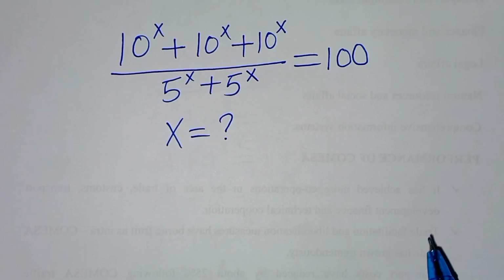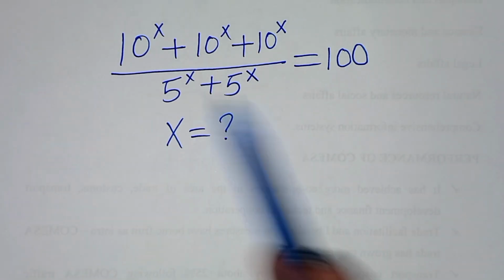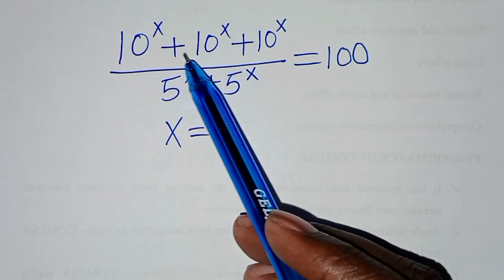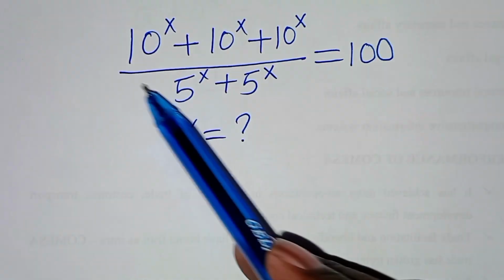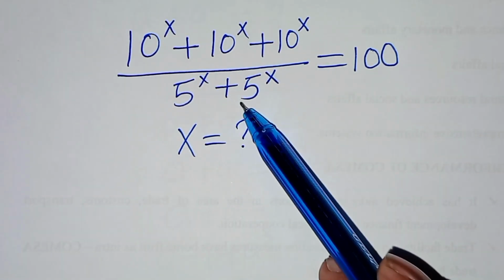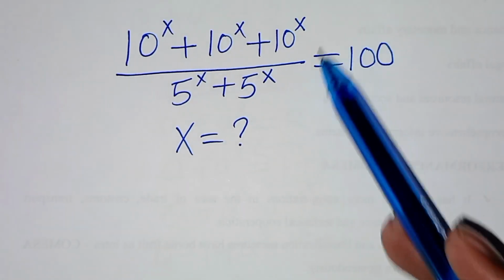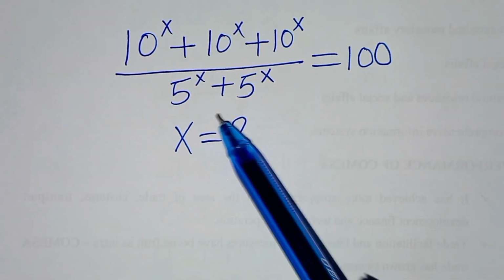You're welcome to solve this nice exponential equation, which is 10 to the power x plus 10 to the power x plus 10 to the power x, divided by 5 to the power x plus 5 to the power x. This is equal to 100. So what is the value of x?